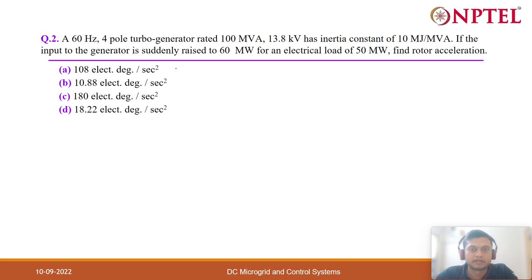So we know the swing equation, and we can write it as: accelerating power is equal to moment of inertia into the rotor acceleration, that is d square delta by dt square. Further, you can write it as mechanical power minus electrical power, that is the accelerating power, and you can write the moment of inertia as the rated power of the alternator into the inertia constant, GH, divided by pi f, into d square delta by dt square, which is alpha, the rotor acceleration.